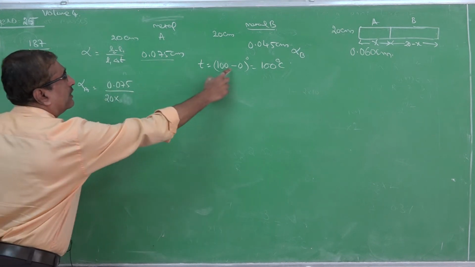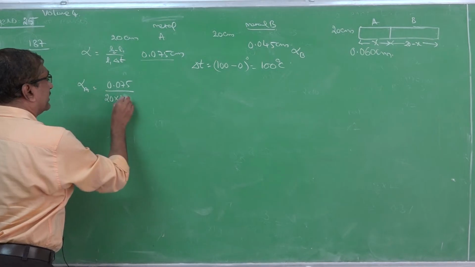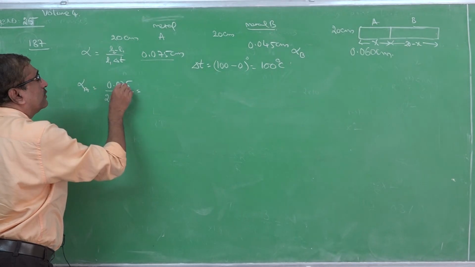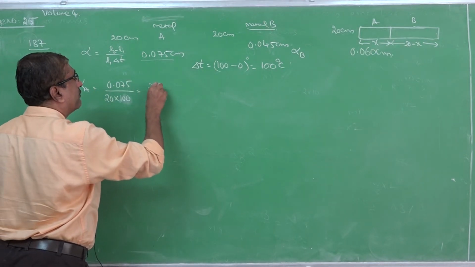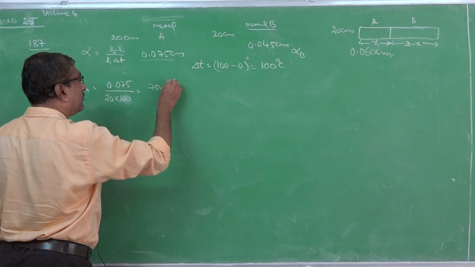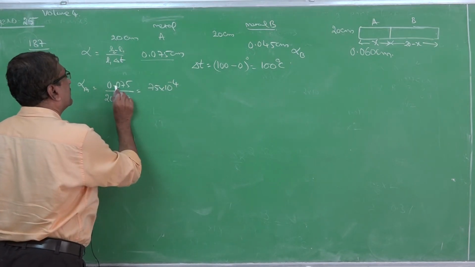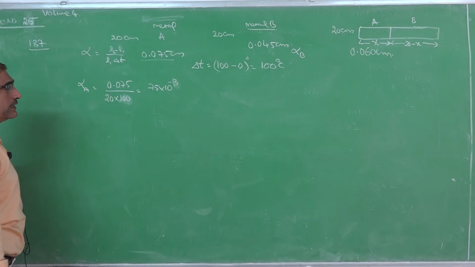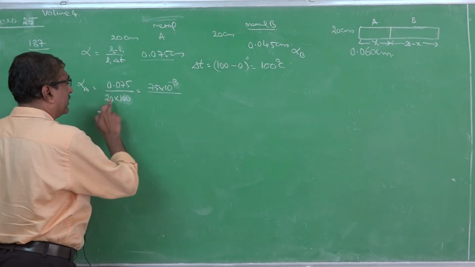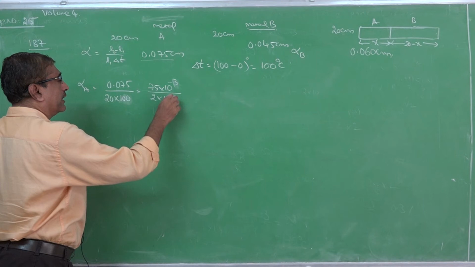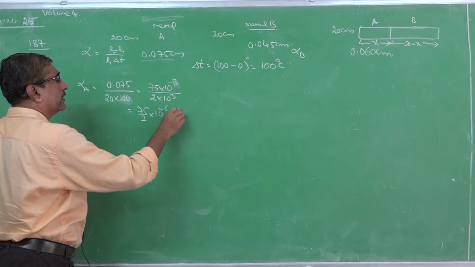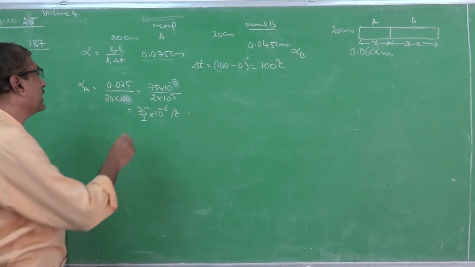So, delta T is 100 degrees centigrade. This can be written as 75 into 10 to the power minus 3 divided by 2 into 10 to the power 3. So, it can be written as 75 by 2 into 10 to the power minus 6 per degree centigrade. Now, this is alpha A.